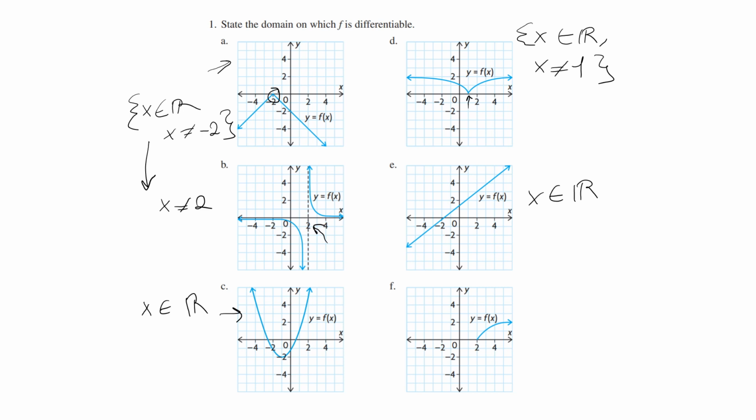And for this one, I see that from x = 2 and onwards to the right side, it exists. So how I can write this is, it exists at all real numbers except that it exists after 2, so x is bigger than 2. So that's it for these ones.